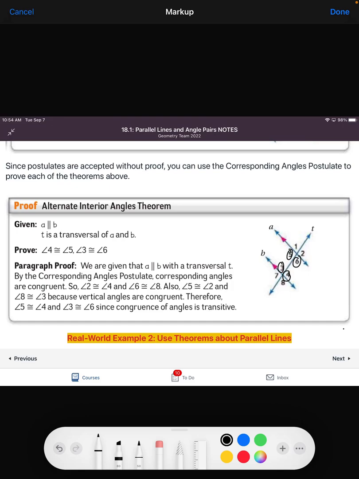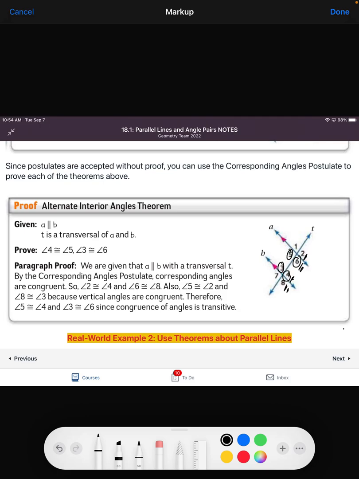So given A and B are parallel to each other, and line T is a transversal of A and B, by the corresponding angles postulate, the corresponding angles are congruent. So 2 and 4 are going to be equal because they are corresponding angles. And if 2 and 4 are equal, also 6 and 8 are going to be equal to each other.